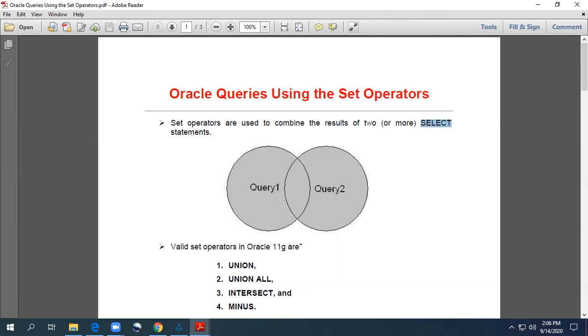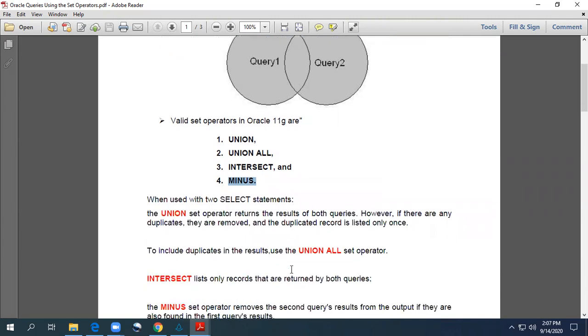This Venn diagram shows that you can combine the result of query 1 and query 2. Here query 1 will be a select query, for example, and query 2 will also be a select query. With the help of the set operator, you can combine the result of these two queries. What operators are available in Oracle 11g? The UNION operator, the UNION ALL operator, the INTERSECT operator, and the MINUS operator. We will discuss how we can use these operators in select queries.